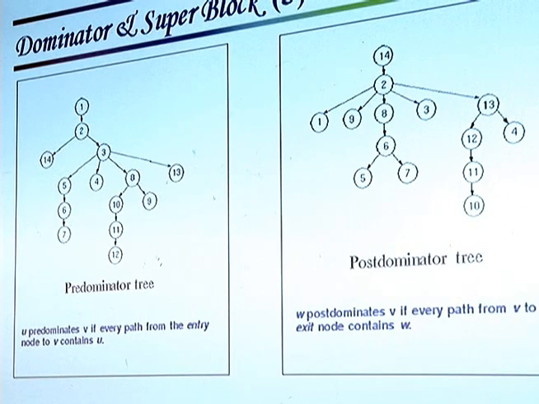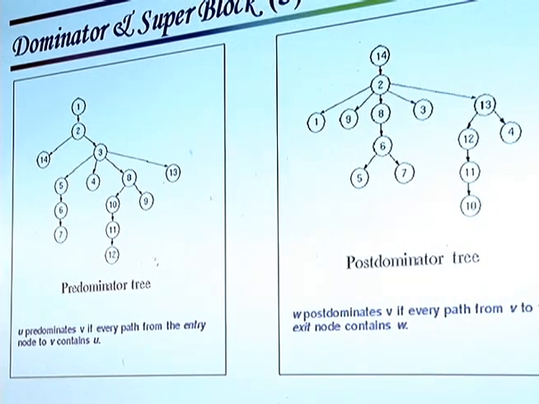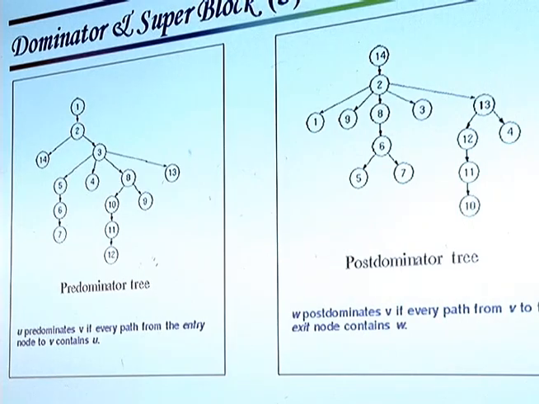So what is predominant? If A predominates B, I cannot go to B without going through A. C post-dominates B: I cannot terminate without going through C. Once I'm at B, I have to go through C before it can terminate. So if I cover B, the coverage of B will guarantee the coverage of A and the coverage of C. Is this clear?